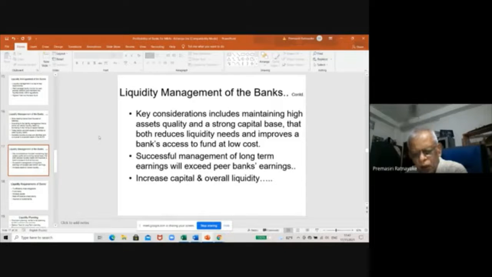Successful management of long-term earnings will exceed peer banks' earnings. So in the competition, they'll be way ahead of the peer banks. Increase capital and overall liquidity.